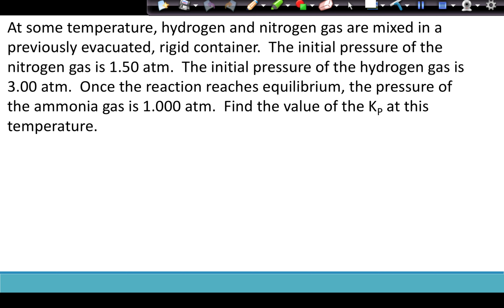So before you press pause, I would just suggest that you notice that it says Kp. So instead of writing a Kc or a Keq expression, you are going to have to do this one in terms of pressures.